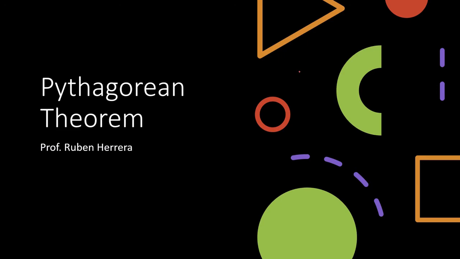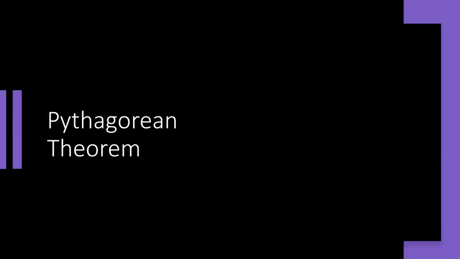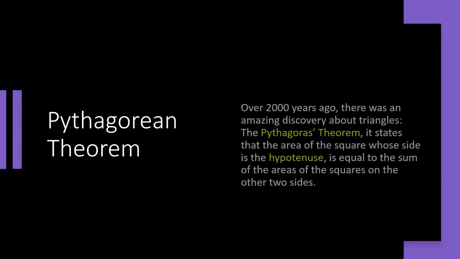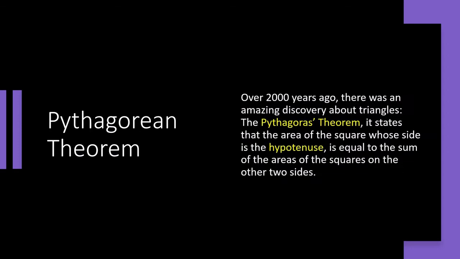Okay, let's get started. I want to start by defining first what the Pythagorean Theorem is. Actually, it was discovered about 2000 years ago. There was an amazing discovery about triangles, and it was the Pythagorean Theorem. It states that the area of the square whose side is the hypotenuse is equal to the sum of the areas of the squares on the other two sides.